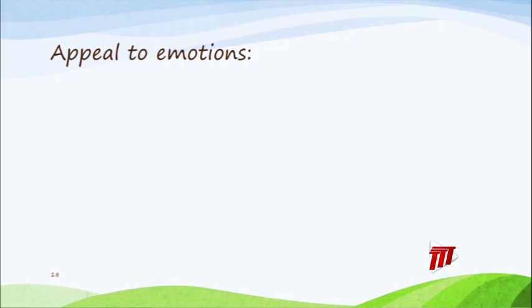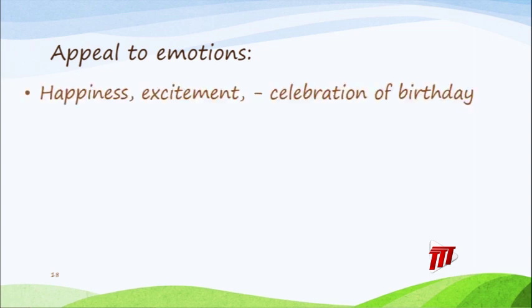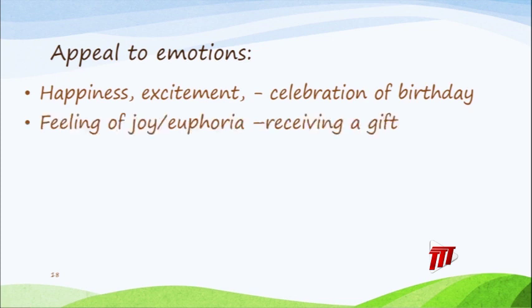Let's take a look now at the ways that the writer was able to appeal to the emotions of the reader while reading the introduction. We saw a sense of happiness and excitement being created through the celebration of the birthday. There was also a feeling of joy or euphoria, which was brought out through the adjectives used to describe the emotions when the main character in the story received his gift.